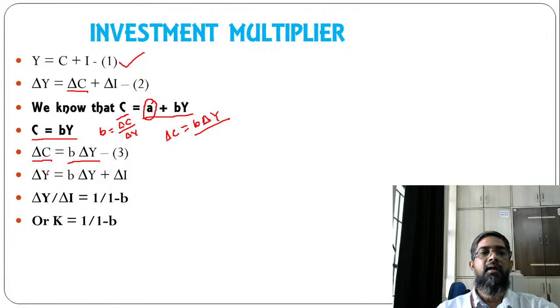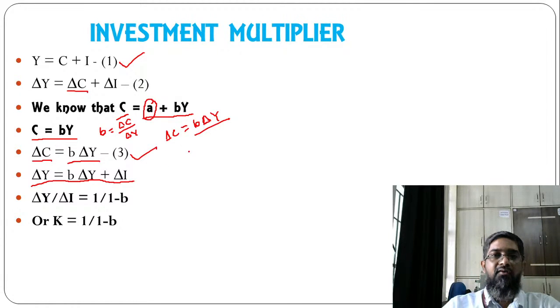Putting the value of equation 3 into equation 2, we will get delta Y. In place of delta C, I am writing b delta Y plus delta I. Okay, this I am writing. So by simplifying, how can you simplify? You can easily simplify this.